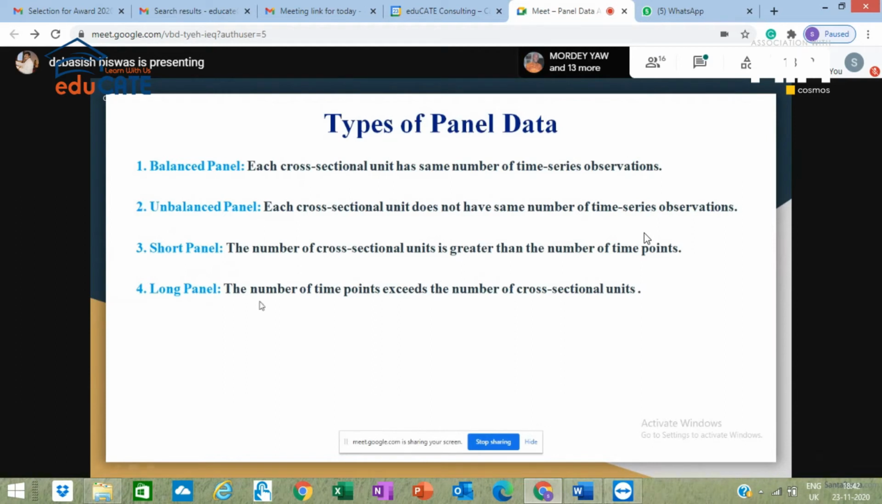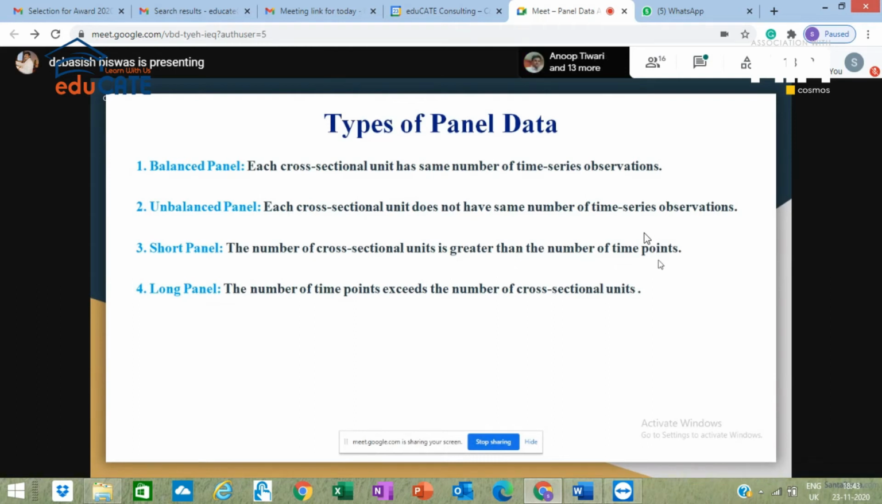And another type of classification is short panel and long panel. This is another way of classification. And what is the basis of this classification? If the number of cross-sectional units is greater than the number of time points, it is a short panel.